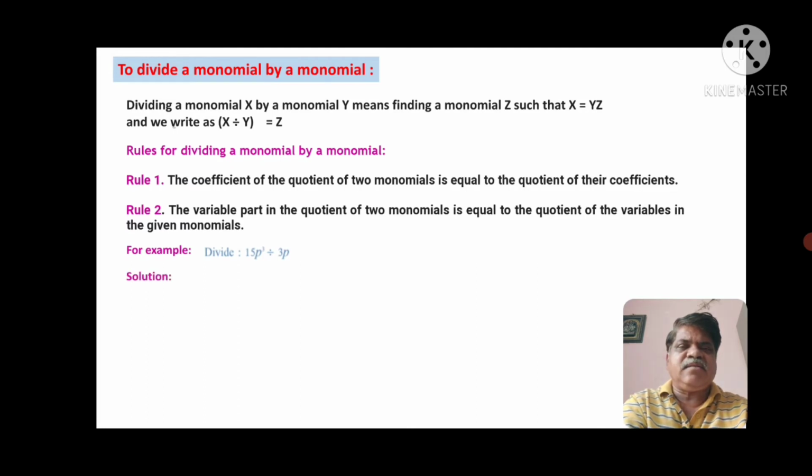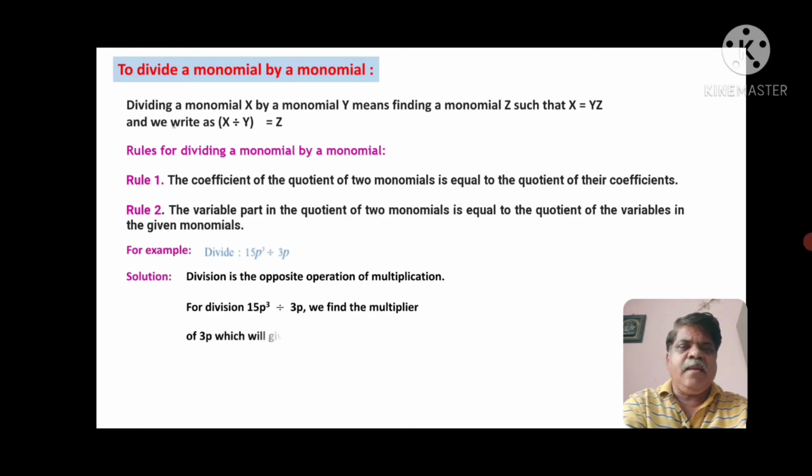Division is the opposite operation of multiplication. For the division of 15p cube by 3p, we find the multiplier of 3p which will give the product 15p raised to 3, that is 5p square. So friends, 15p cube divided by 3p: you are getting the product of 3p and 5p square as 15p cube. So 5p square here will be the quotient and the remainder is 0.